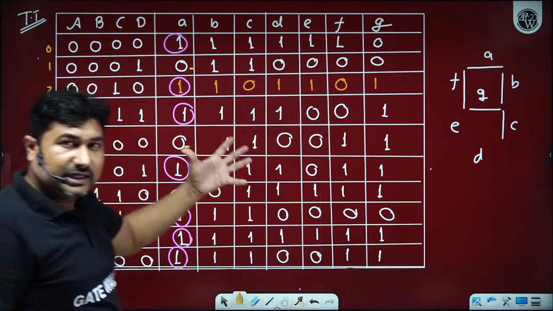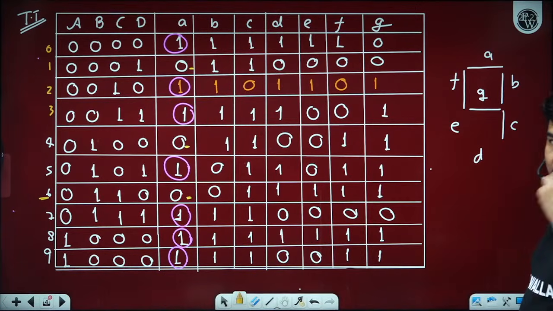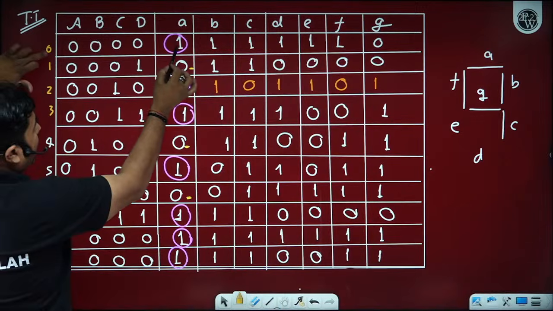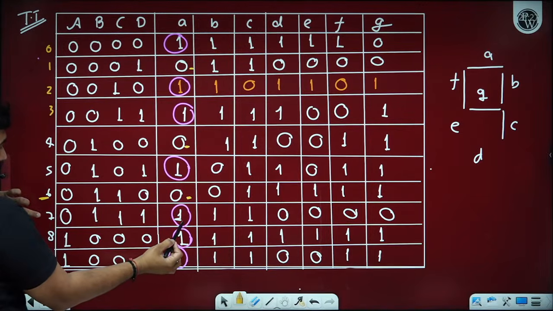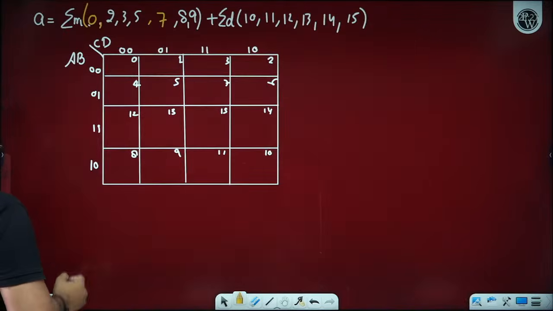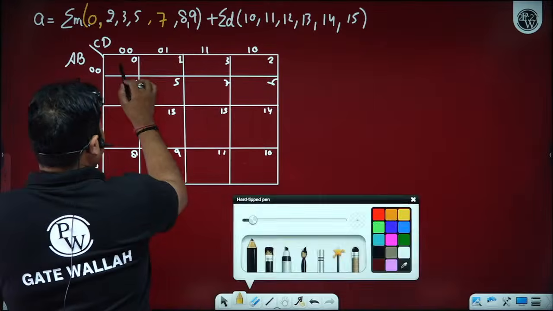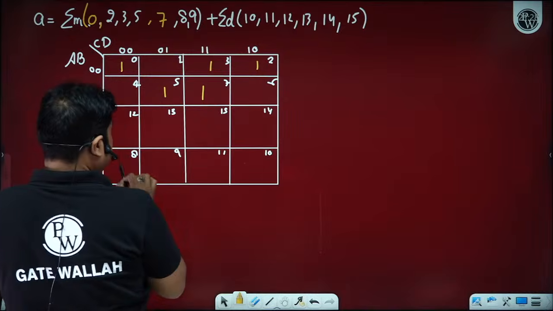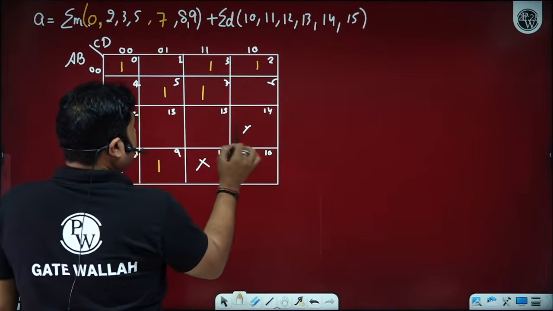It is very near to me and quite difficult to view without glasses. So please observe here. 0, then we have 2, 3, 5, 6, 7, 8, 9. Is it okay? Yes, sir. So 0, 2, 3, 5, 7, 8, 9, and then the rest all are don't care.